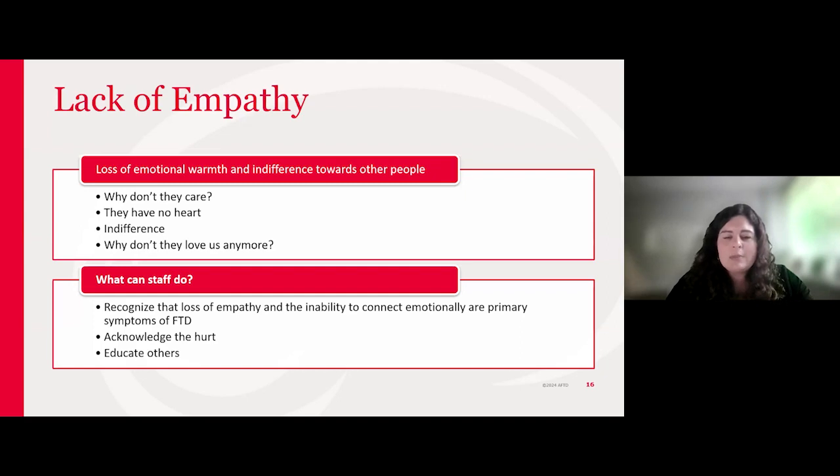And when they do this, they're able to separate the disease behaviors from the person, which allows them to recognize what's the disease and what's a purposeful action of the person. And in some cases, it can help with the relationship and the caring of the individual.